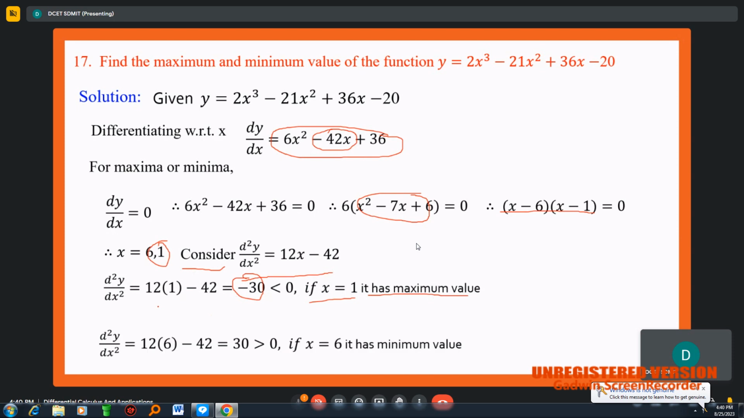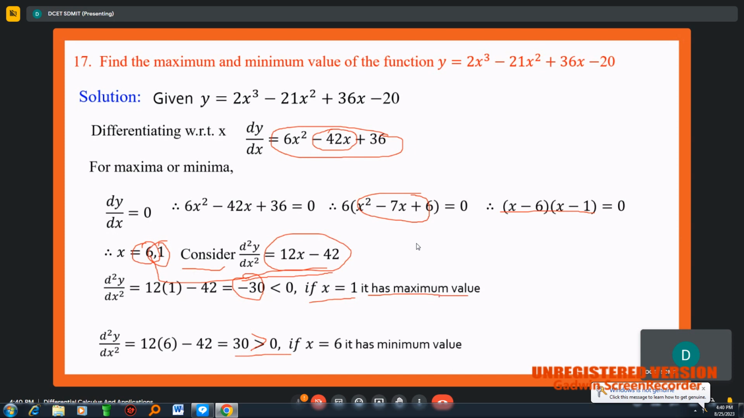Okay. Now, d square y by dx square, second point ಏನಿದೆ 6 ಇದೆ. ಈ d square y by dx square ಗೆ 6 ಹಾಕ್ತೇವೆ. x is equal to 12 into 6 minus 42 which is equal to how much are you getting? 30, we are getting, which is greater than 0. If f double dash of C is greater than 0, then that point at C is minimum.